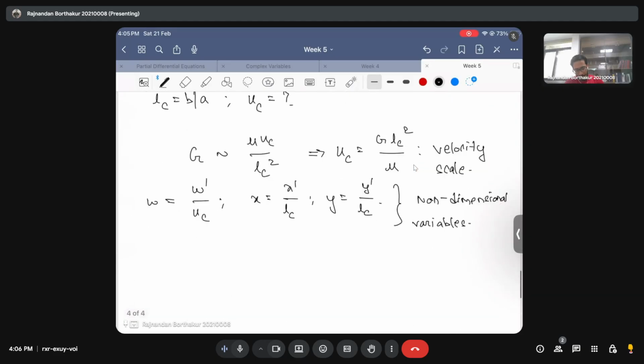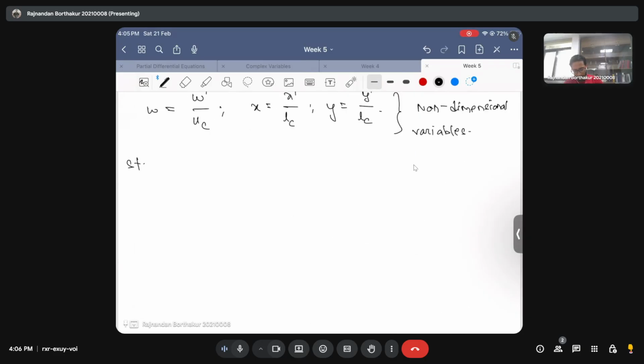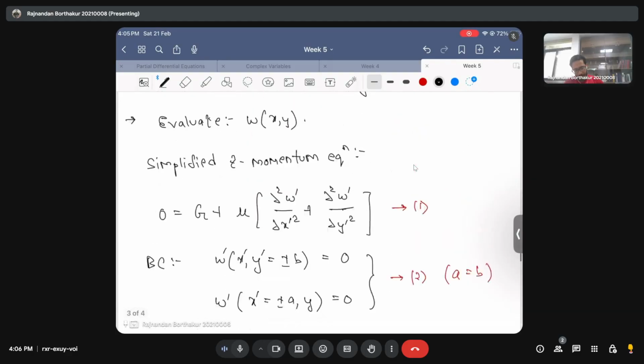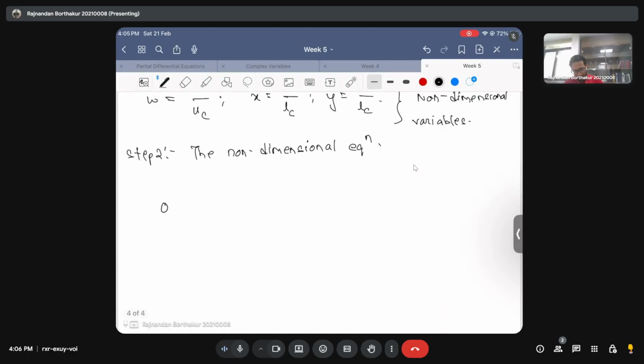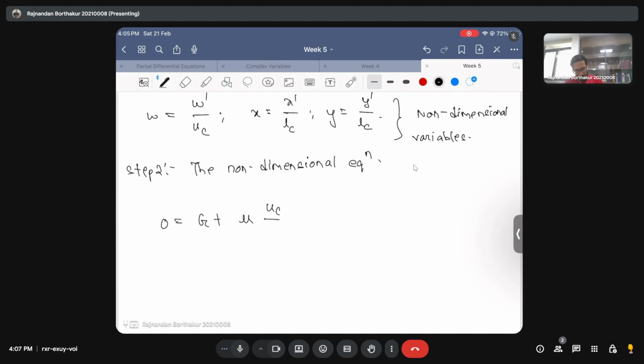So the next step is, so this is step 1. So step 2 is deriving the non-dimensional equation. Okay. So let's try to derive the non-dimensional equation. So I have 0 in the left hand side and I have G plus mu. This term is just going to give you UC by LC squared, and then I'm just going to have del squared W by del X squared plus del squared W by del Y squared.